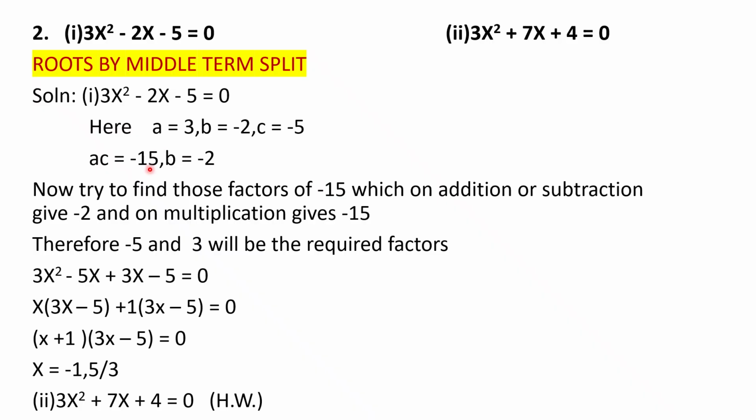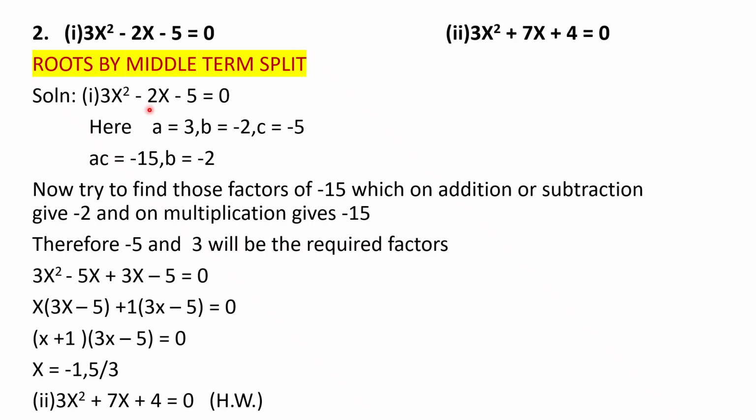So this ac is important. By looking at ac, the product of a and c with sign, so -15, now try to find those factors of -15 which on addition or subtraction give -2, that is the middle term. Basically we are multiplying these two, getting the factors of the product such that after adding or subtracting those factors, we will get -2.